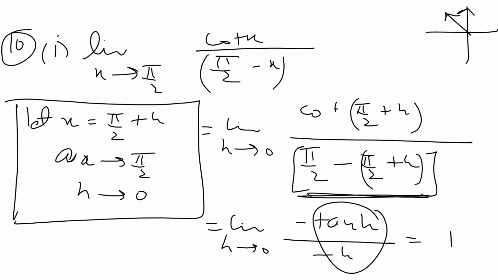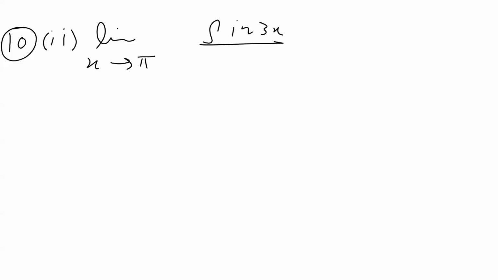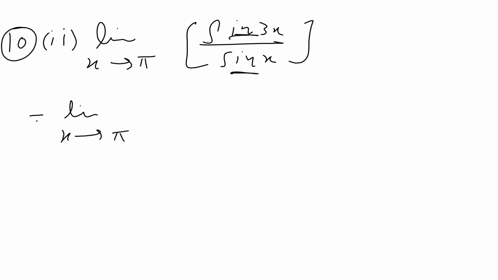10 sub question 2. Limit x approaches pi, sine 3x upon sine x. Before changing the limits, you can divide and multiply by 3x here and x over here, but then x is approaching pi, x is not approaching 0. You cannot apply the formula.